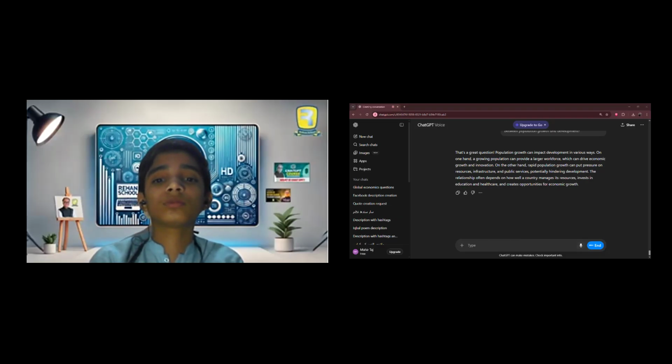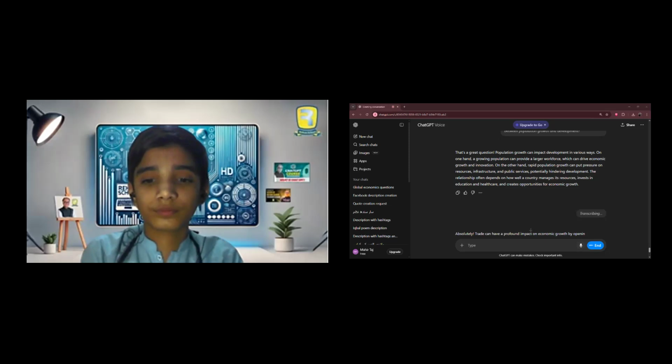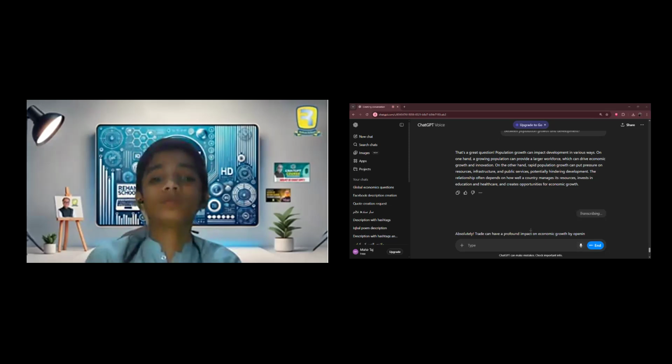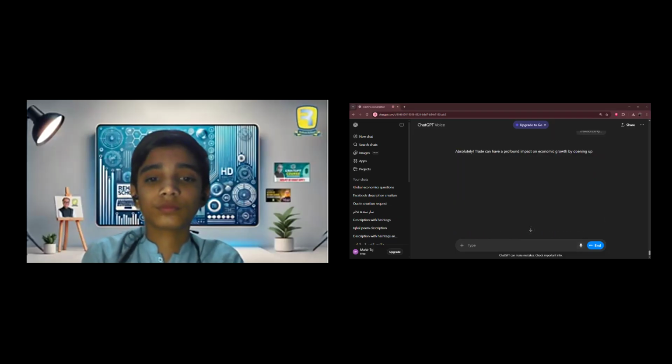Absolutely. Trade can have a profound impact on economic growth by opening up new markets, enhancing competition, and allowing countries to specialize in what they do best. It can lead to more efficient resource allocation, increased innovation, and greater investment. At the same time, trade can also help reduce poverty by creating jobs and improving living standards. Overall, open trade policies tend to drive sustainable economic growth.